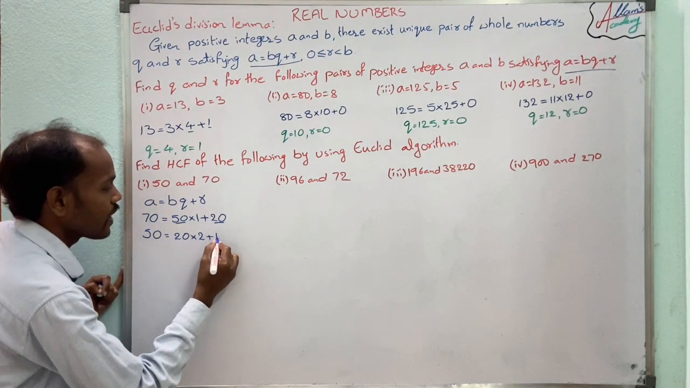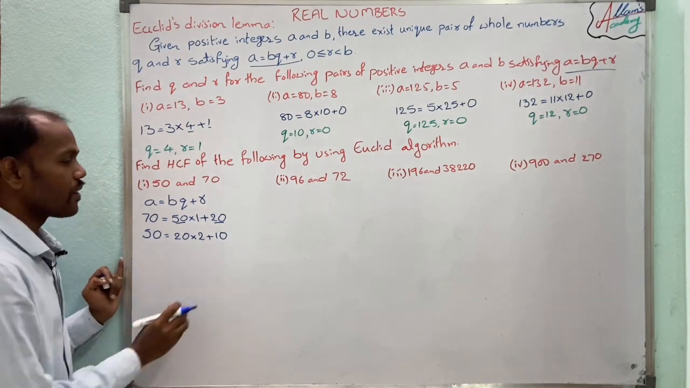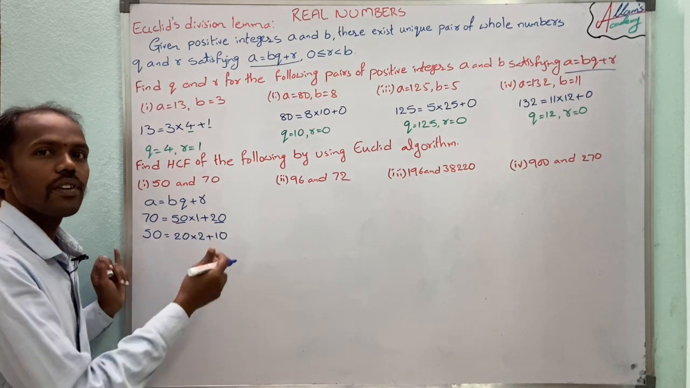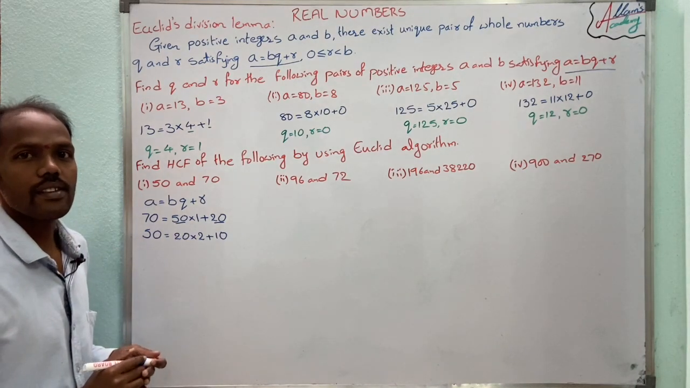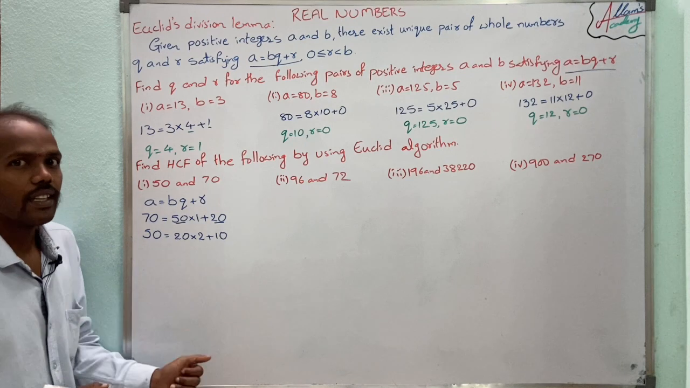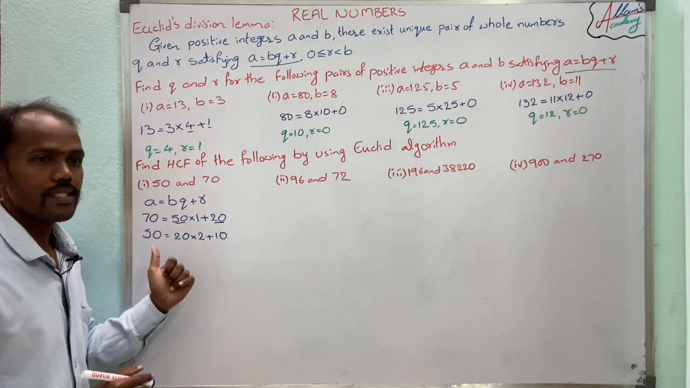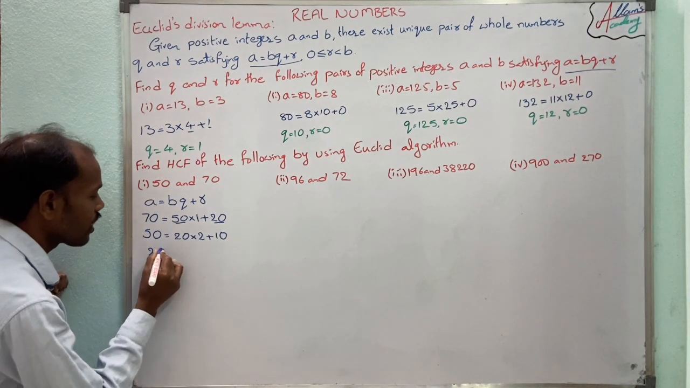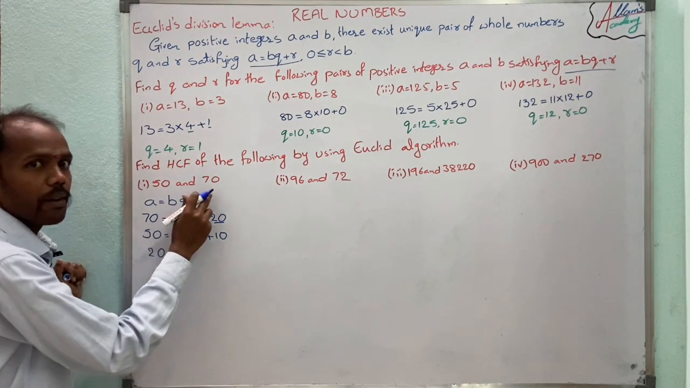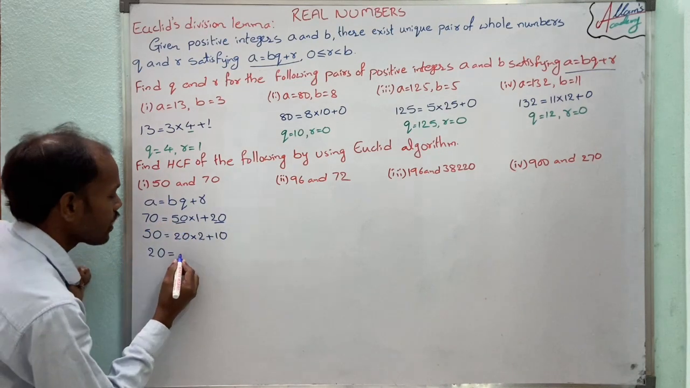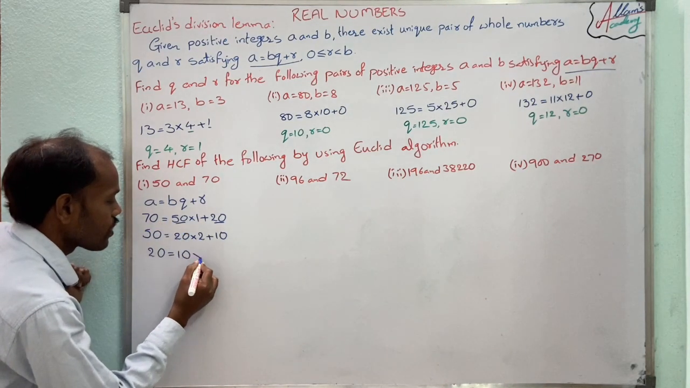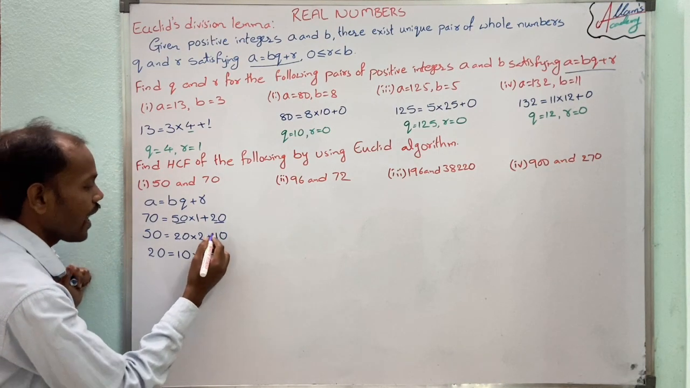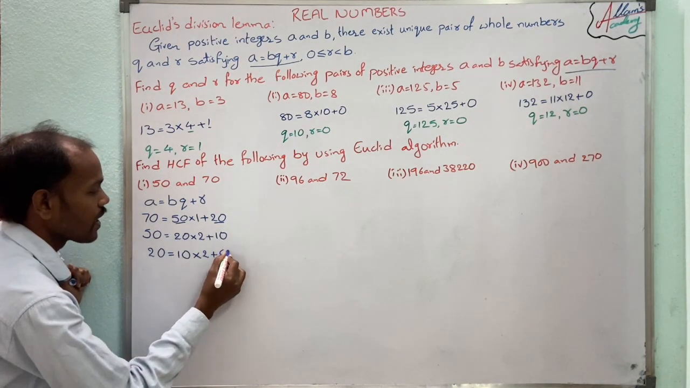So the remainder is 10. Now here also we do not get the remainder 0, so again we want to do this process. For this, we said the b value will be taken as a. So the 20 will be taken as a, 20 equal to, and now the remainder r will be taken as b, 10. So 20 equals 10 times 2 is 20, and now the remainder is 0.